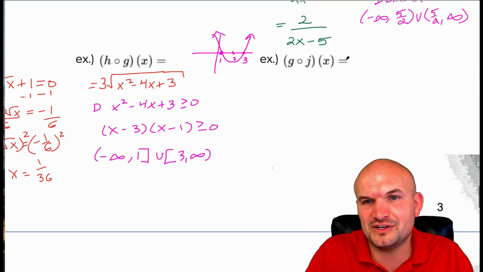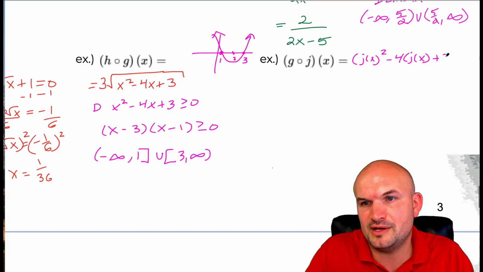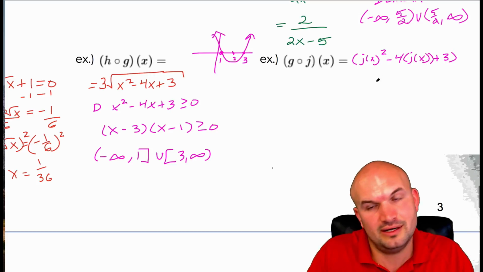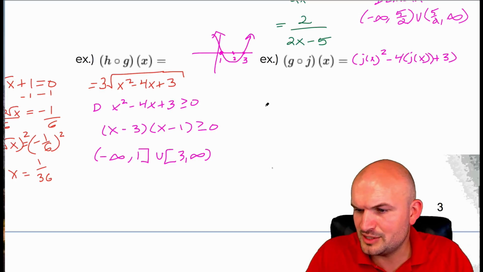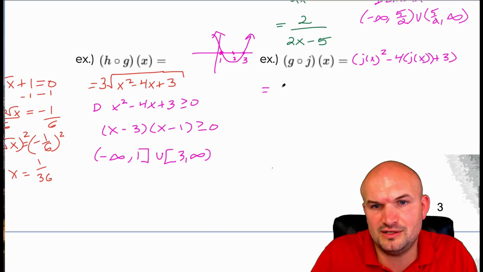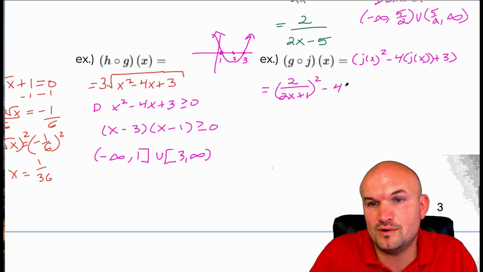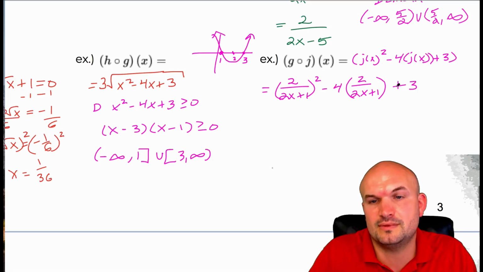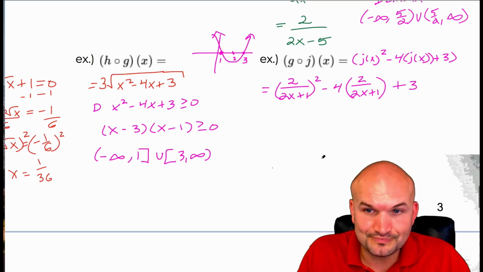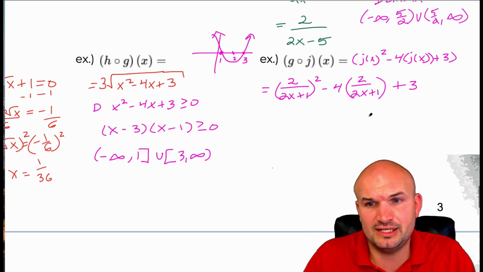So let me just remind myself here. I basically have J of x squared minus 4 times J of x plus 3. Okay, J of x is 2 divided by 2x plus 1. So this is going to equal 2 divided by 2x plus 1, squaring that, minus 4 times 2 over 2x plus 1, and then plus 3. Whew. Okay, so there are some things we could simplify.